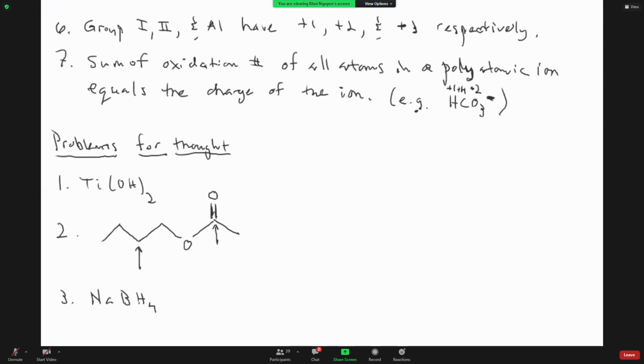So find me the oxidation numbers for the titanium, the oxygen, the hydrogen in the titanium hydroxide. Find me the oxidation numbers for the carbons in your organic molecule here. In this case, it's carboxylic acid, or actually it's just ester. Yeah. Ether. One of those. And then you have your sodium borohydride.